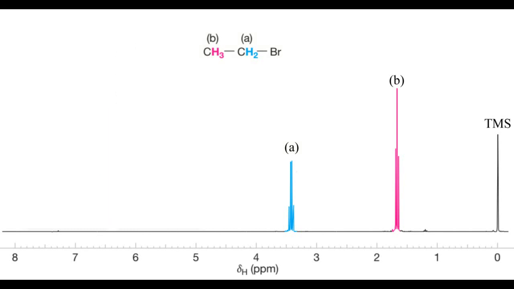Finally, let's interpret the integration of each peak to determine the relative number of hydrogens. The peak at 3.3 ppm, which corresponds to the CH2 group, integrates to two hydrogens. The peak at 1.2 ppm, which is for the CH3 group, integrates to three hydrogens. These integration values match what we expect for the formula C2H5Br.